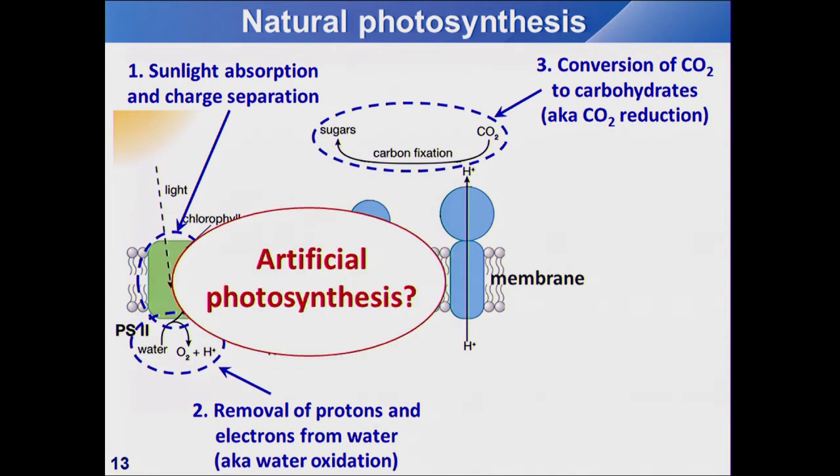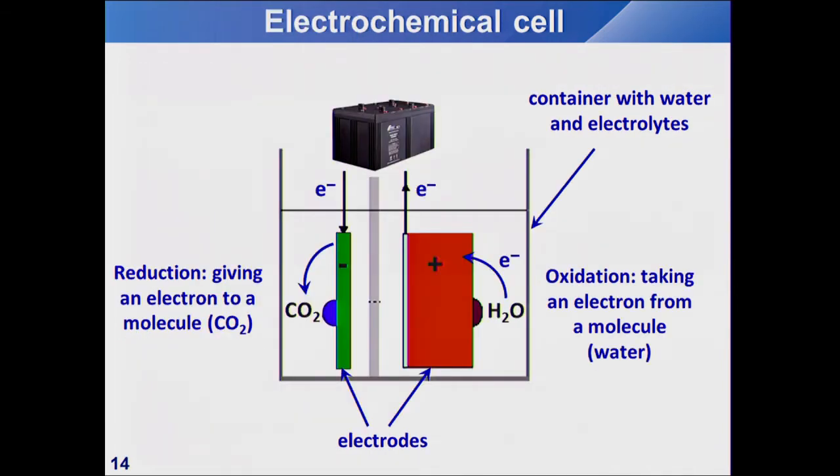So can we use these principles, not necessarily the exact structures, because photosystems are very, very complex, but can we use these principles and design an artificial photosynthetic system? Well, it turns out we can. For example, one of the designs we can use is called a photoelectrochemical cell.